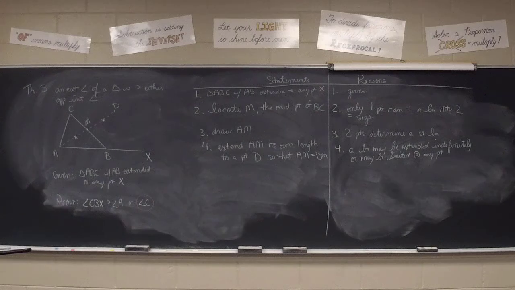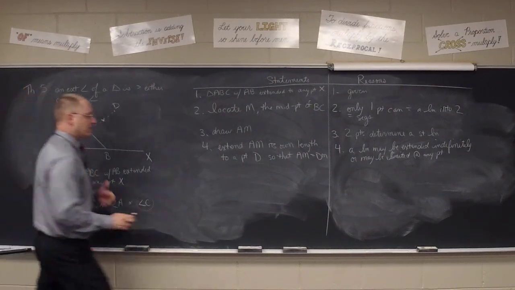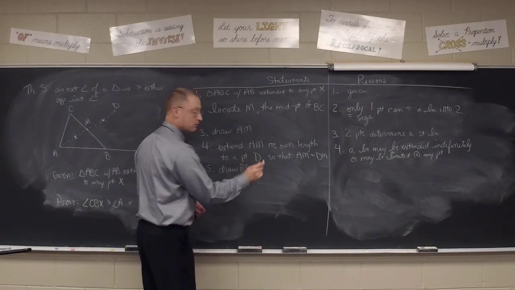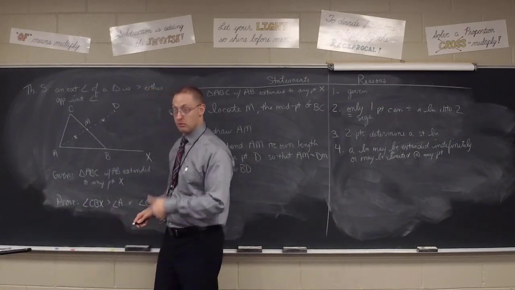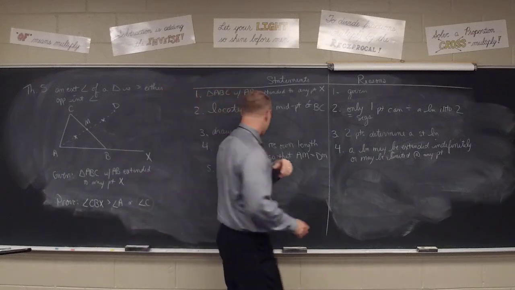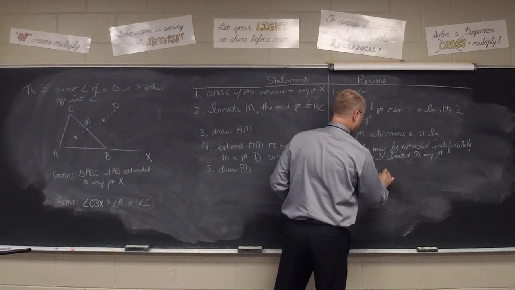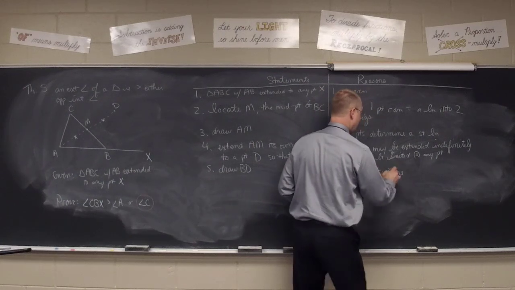Now, if I were to tell you to draw BD, all of you know exactly where that line should go, correct? Why? What would be my reason if I said number 5, draw BD? Only one line can be drawn between 2 points. Only one line may be drawn between 2 points. Or once again, 2 points determine a straight line.